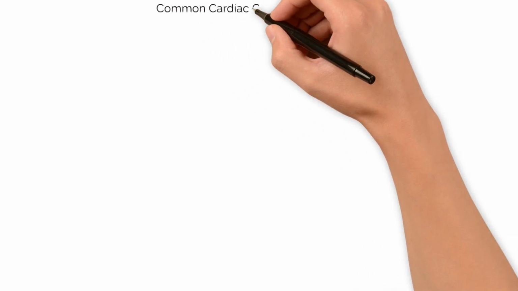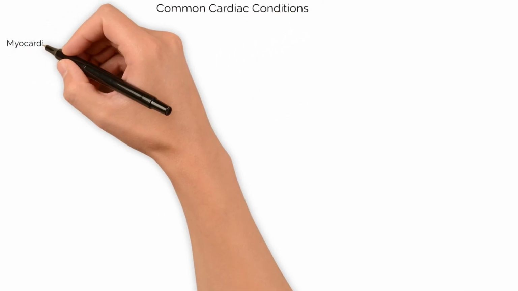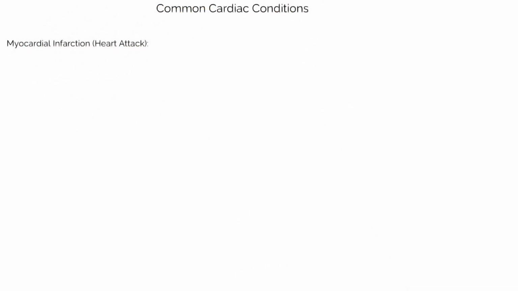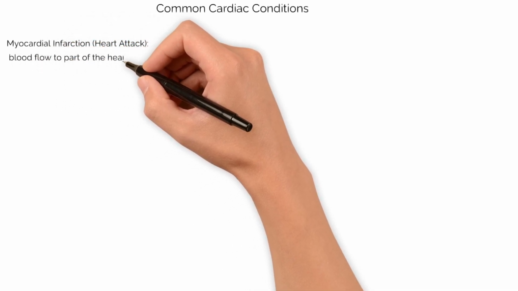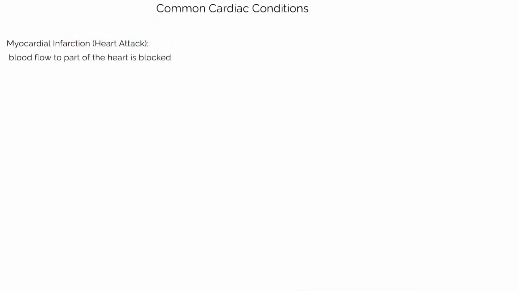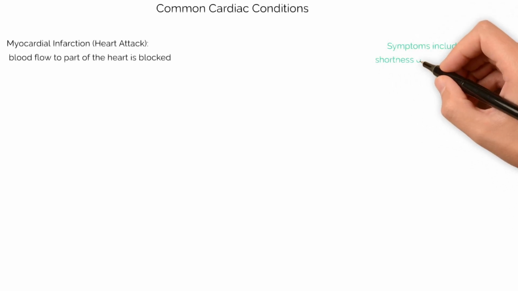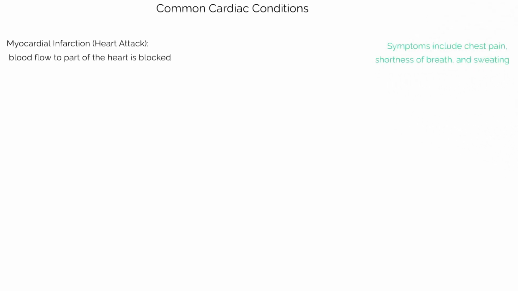Now let's look at some common cardiac conditions you might encounter. Myocardial infarction or heart attack. This occurs when blood flow to part of the heart is blocked, usually by a blood clot. Symptoms include chest pain, shortness of breath, and profuse sweating.